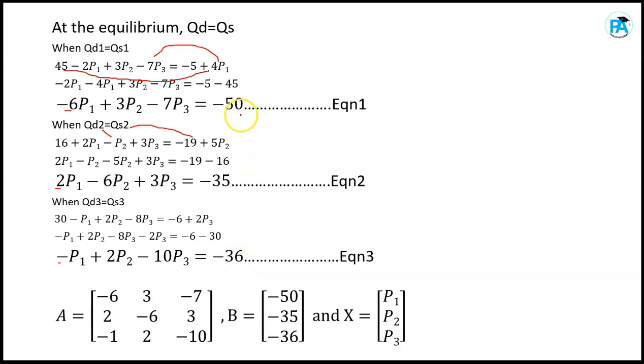So you have -50, -35, -36 as your B. Okay, and then your X is P1, P2, and P3. So you are going to use matrix to solve this. Now we have different ways of solving this in matrix. Are you following? Of finding P1, P2, and P3 in matrices. But I want to use Cramer's rule.